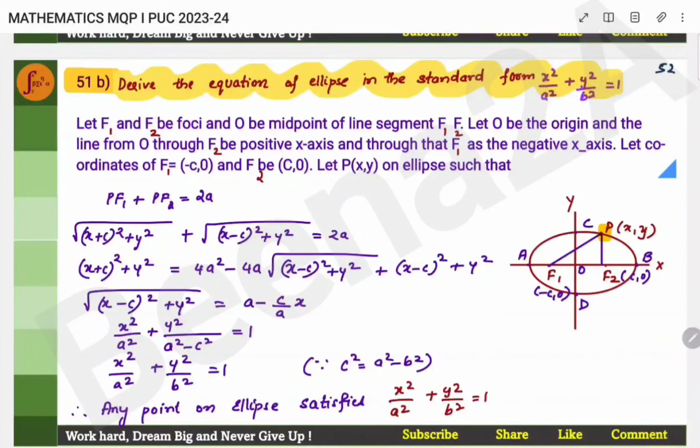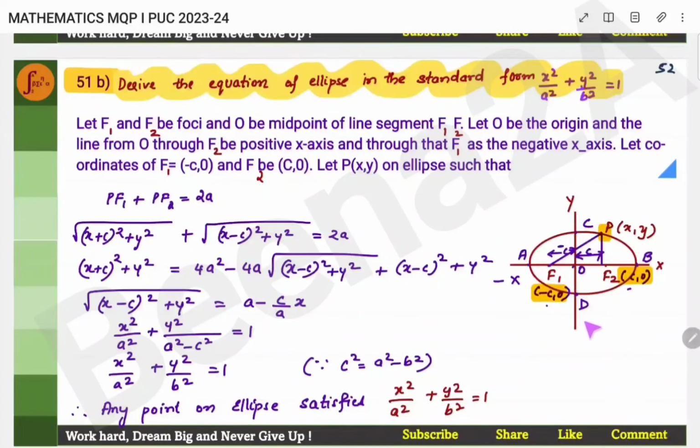Assume that there is a point (x, y) here, and the coordinates of F1 are (-c, 0) and the coordinates of F2 are (c, 0). Basically, you assume that the distance from the origin to F1 is c, and the distance from the origin to F2 is c. Now, here it's the negative x-axis, so it's going to be minus c, and it's going to be plus c here. And you assume that the coordinates of P are (x, y).